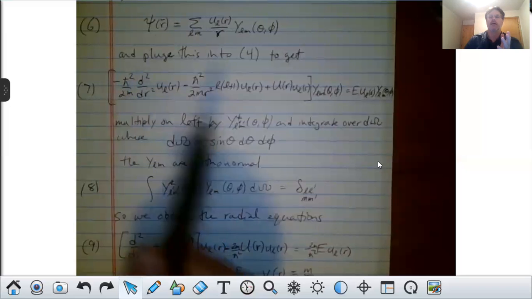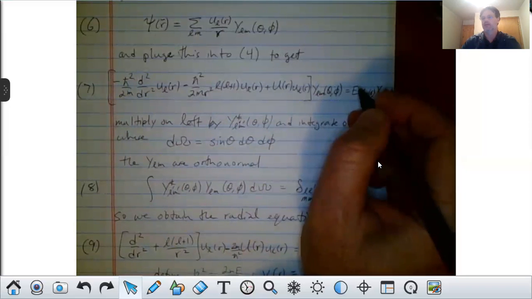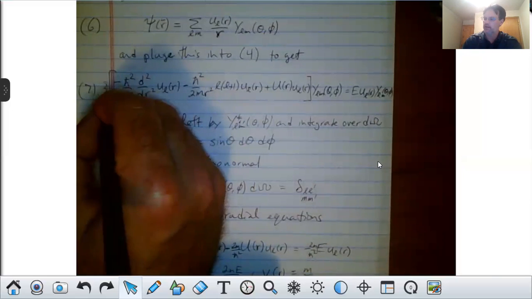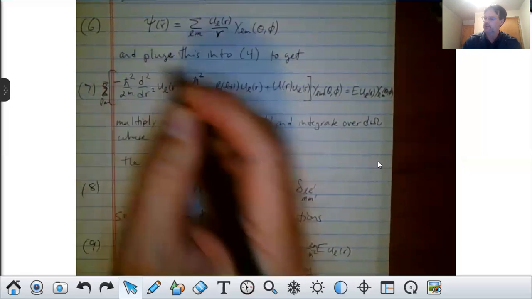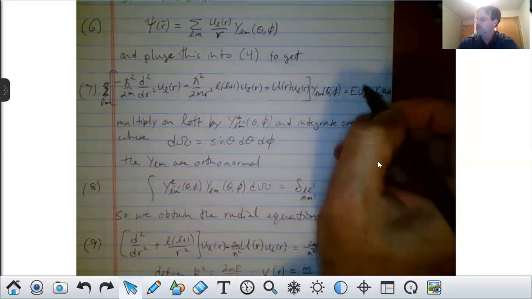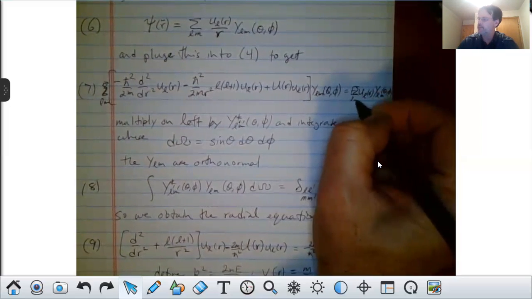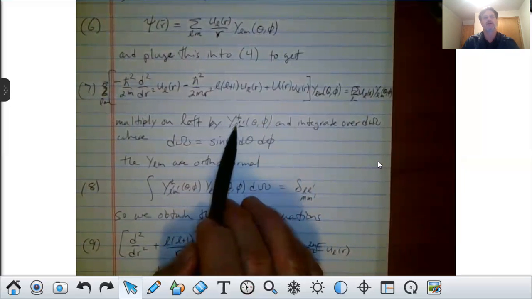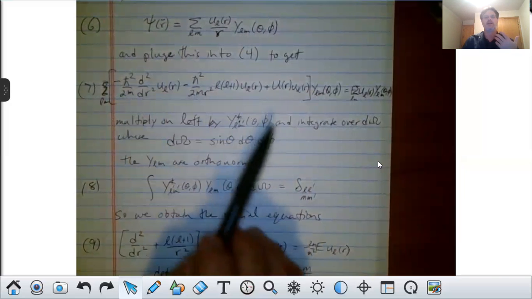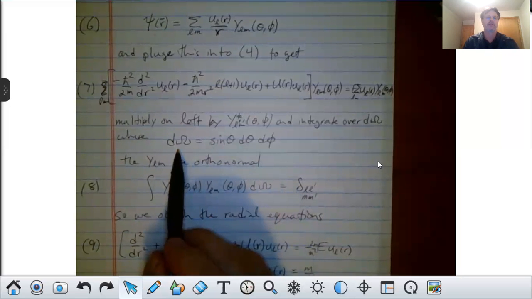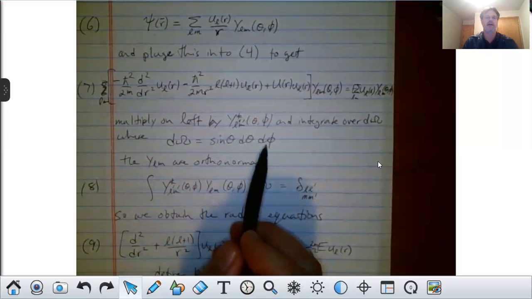I multiply, and now one thing I really should have put here, there should be a sum, right? I actually have a sum over L and M. I forgot to include my sum here. So I can't really divide, it's a sum of terms. So I should have a sum over L, M. So when I multiply on the left by this complex conjugate function, I then integrate over the angular part of the spherical space, sometimes called the solid angle, sine theta d theta d phi.